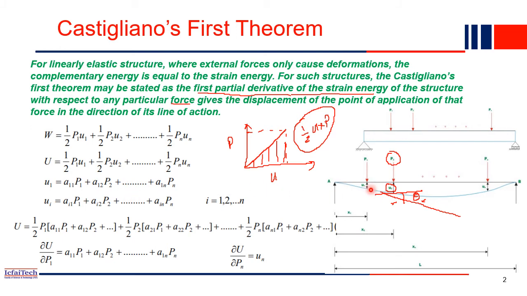A13 means the 1 is the first location, the point we are talking about, and the 3 means the third position. If we apply a unit load, then how much deflection happened at the first position, that we call A13. Like that, these are all the flexibility constants.